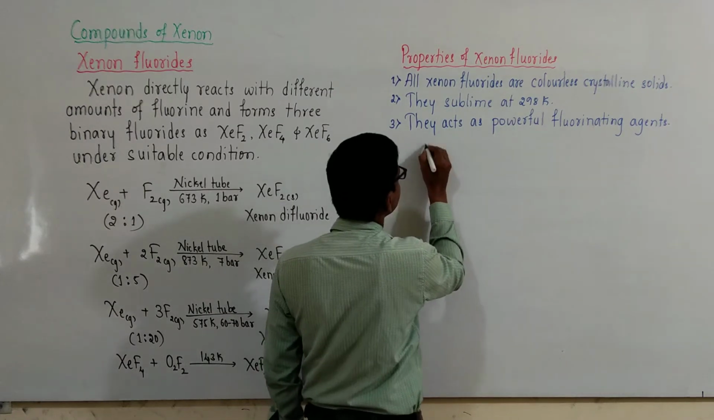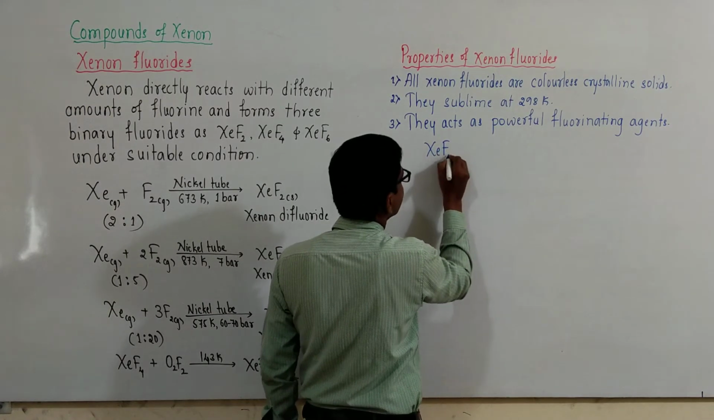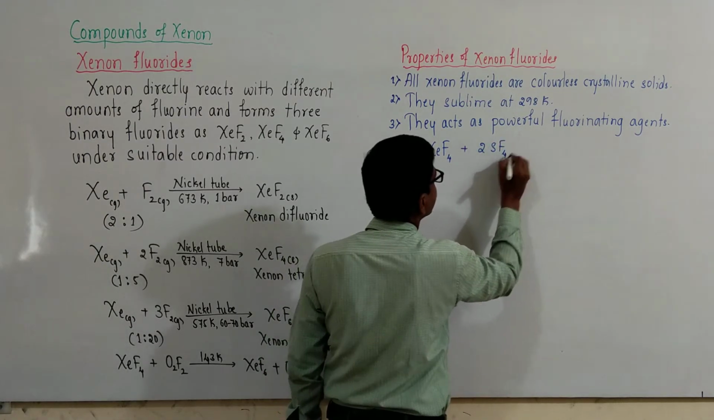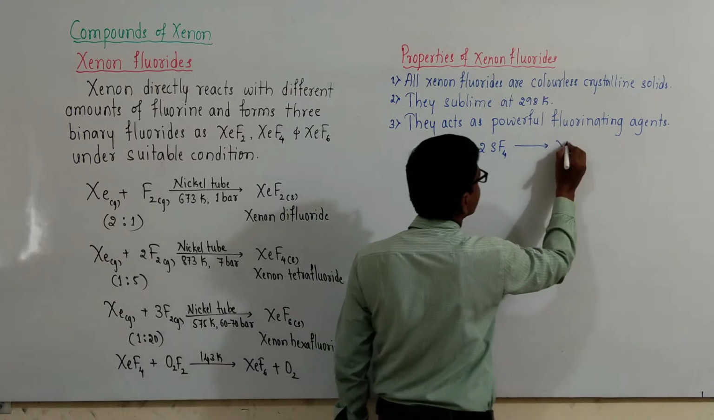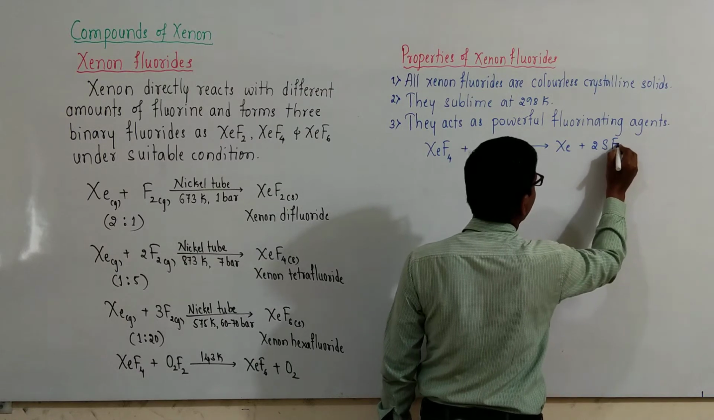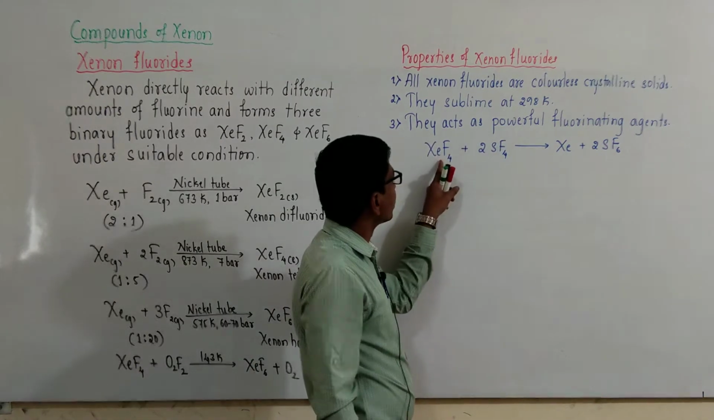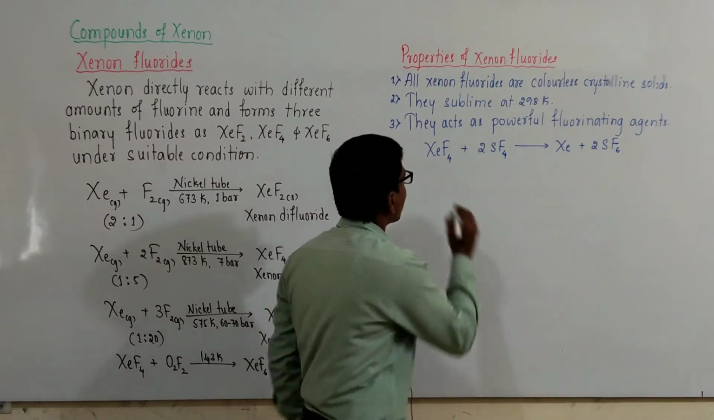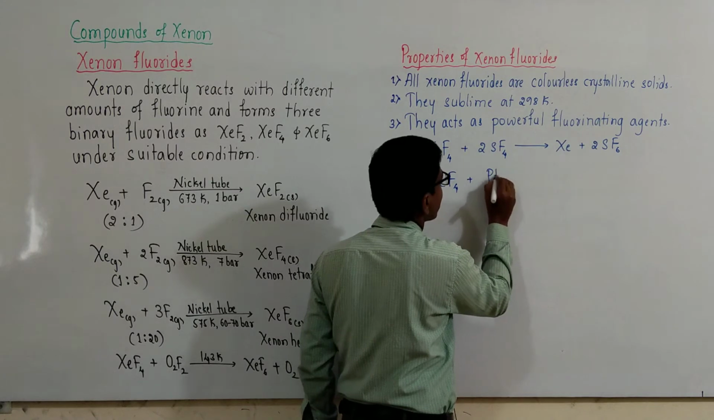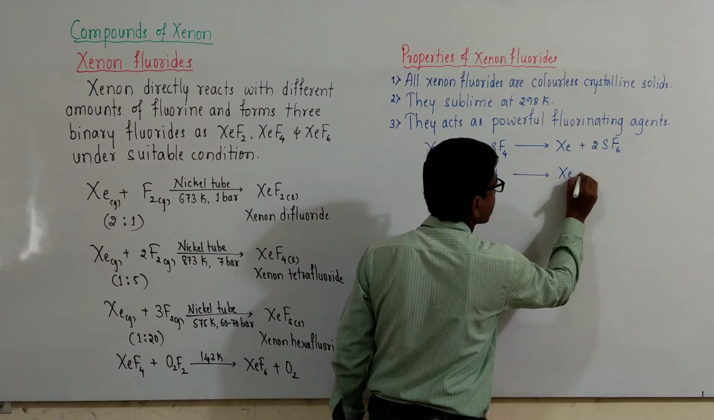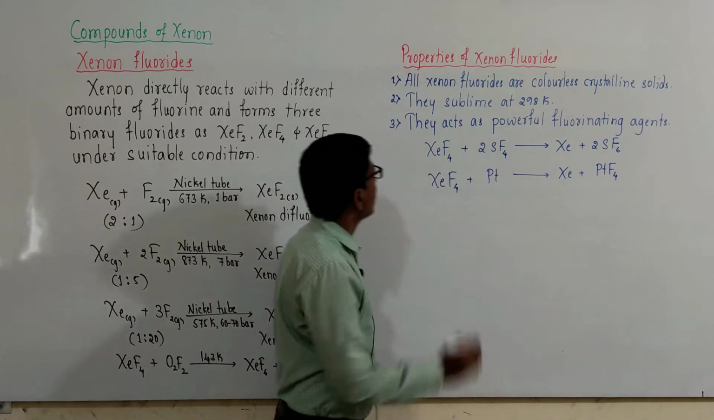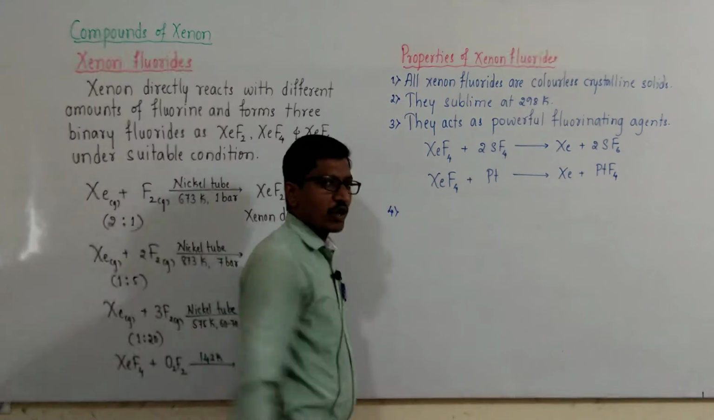For example, let us consider xenon tetrafluoride reacts with SF4, it gets converted into xenon plus SF6. It acts as a good fluorinating agent, that is, it donates fluorine. Similarly, XeF4 reacts with platinum to form Xe plus PtF4.